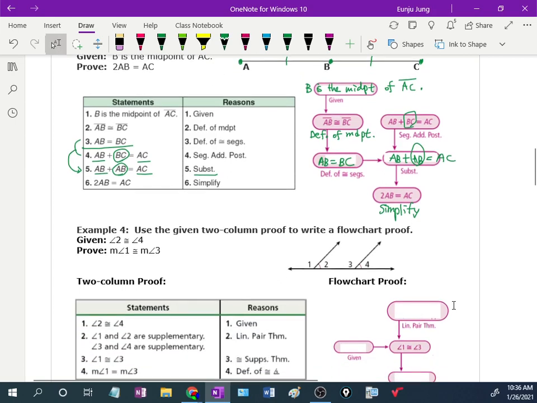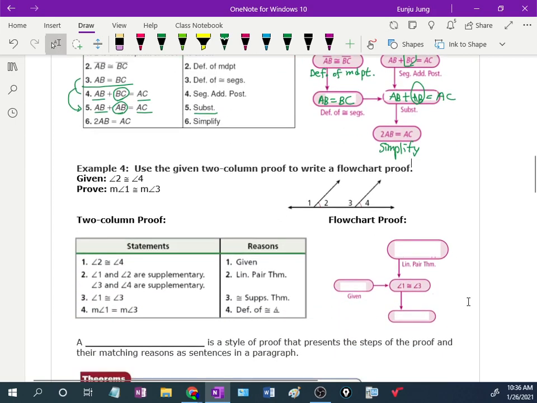Right, last one. Example number 4. Use the given two-column proof to write a flowchart proof. So angle 2 is congruent to angle 4. Okay, and measure of the angle 1 is wrong notation. I need to change it. This one must be equal sign. If we say measure of the angle 1, measure of the angle 3, that means algebra number on it, okay? So we must use equation. So always make sure you are using the right notation, okay? I'll fix that for next year. Okay, equal sign there.